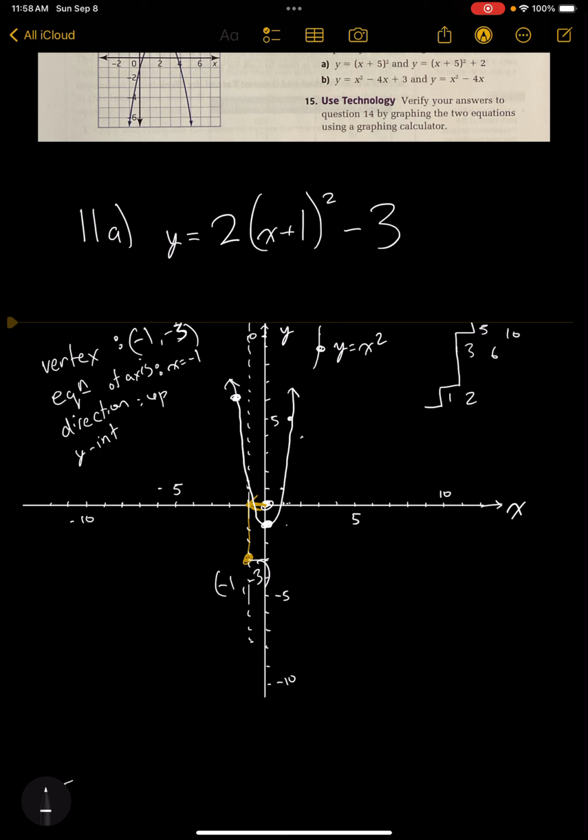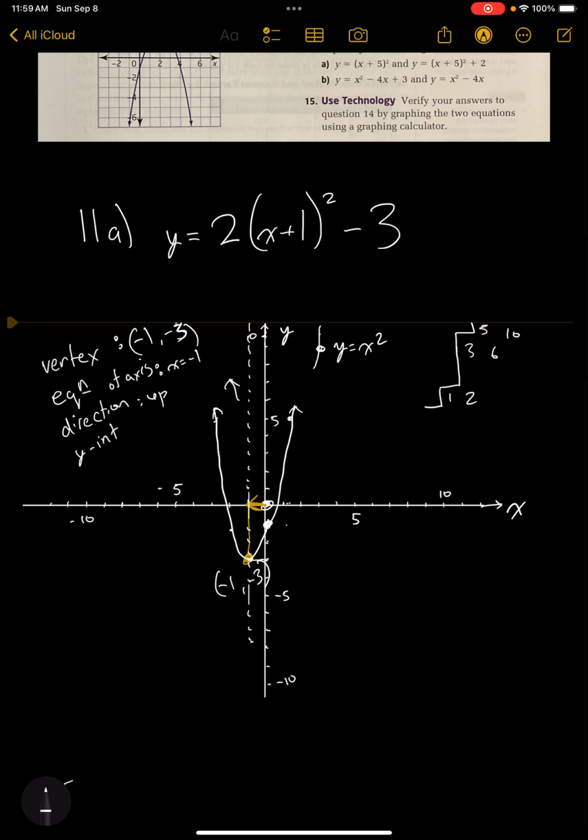And the y-intercept, oops, I started from the wrong spot. Apologies. Let's do that again. 1, 1, 2, it's over there. And then 1, 1, 2, 3, 4, 5, up in that direction. So that goes there, and that goes there, and it's symmetric. And that's the equation of the line.